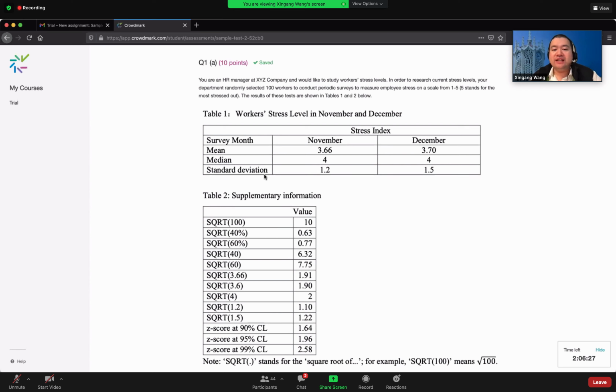And also the standard deviation. The standard deviation is 1.2 and 1.5. What does it mean? It means that in December, people's opinions could be more different, in this case, if they do a survey. But here it's about stress, right? So what does it mean? Yeah, I think now you know.